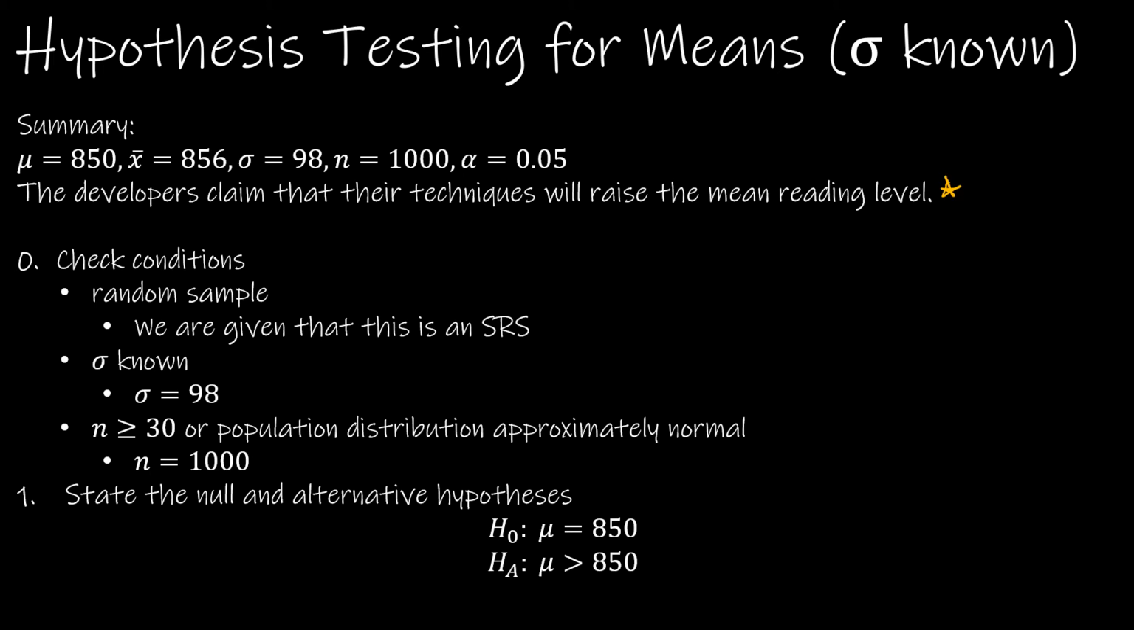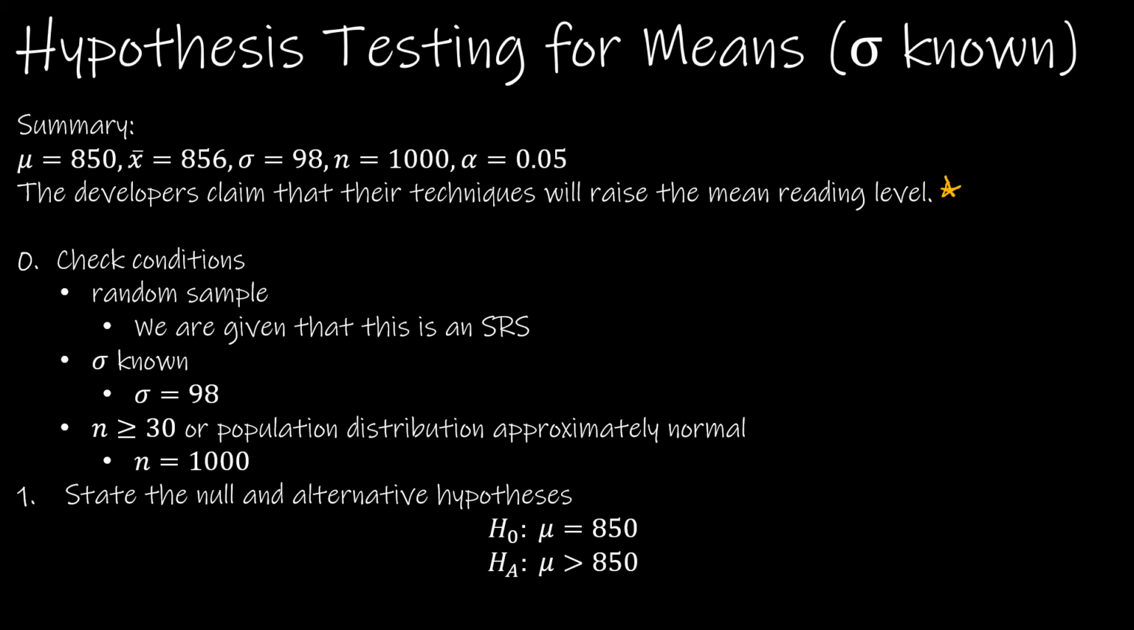So first, check the conditions. Yes, it was a random sample. Unfortunately, I didn't have room to recopy everything, but it does say in the actual paragraphs that it was a random sample. Sigma is known. It's known to be 98. And n is greater than or equal to 30. Obviously, yes, n is 1000. So my conditions are met.